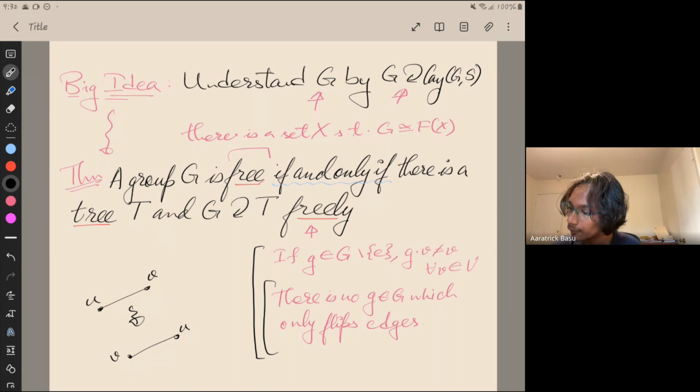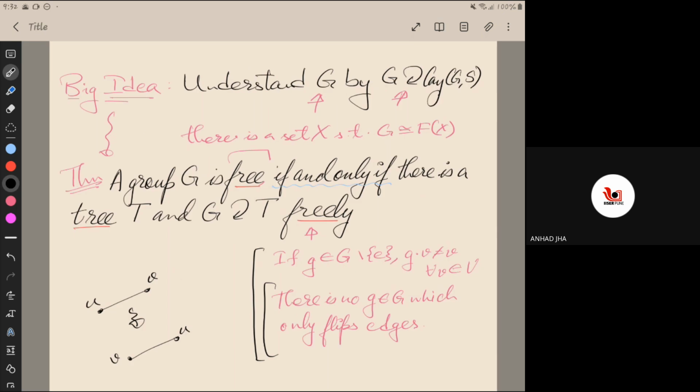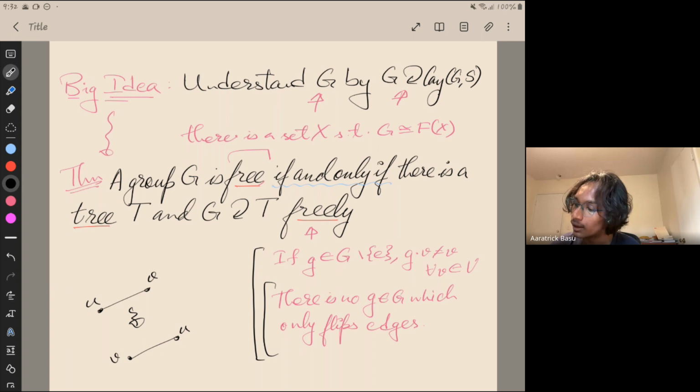Okay. Can you explain the round arrow notation? Sorry, what does the arrow notation stand for? G round arrow to T. Oh, this just means that G acts on T. So there is some group action of your group G on the tree T by graph automorphisms. That's what it is.